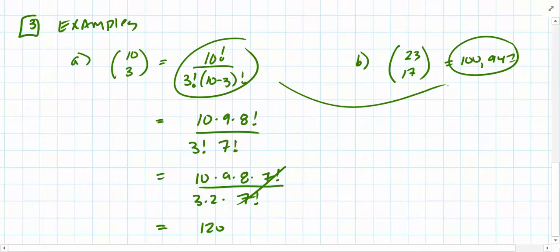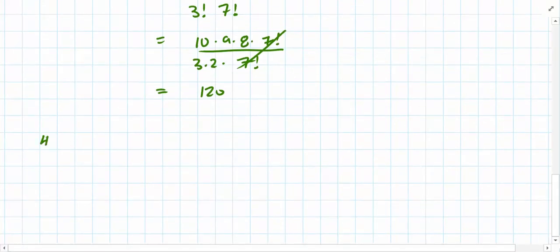All right? We do have two special cases to talk about. This is box number 4.